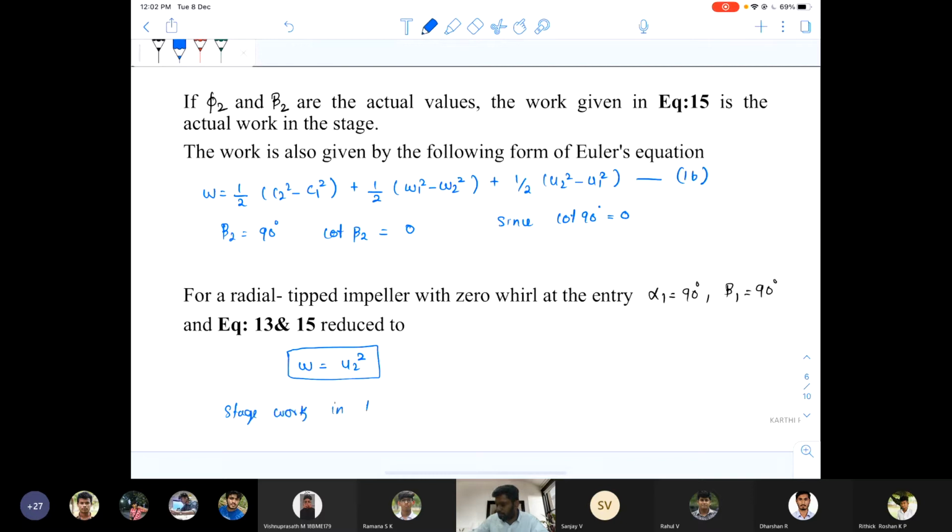This is the stage work in the centrifugal compressor when there is a zero vortex at the entry, and alpha 1 is considered as 90 degree, beta 1 is also considered as 90 degree, and beta 2 is also considered as 90 degree. Okay, we will be getting W is equal to U2 square.